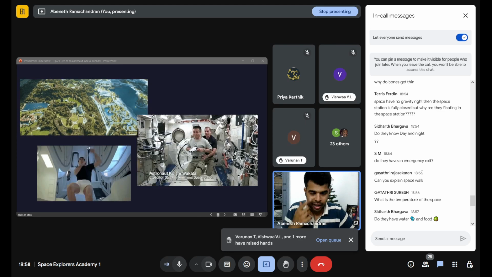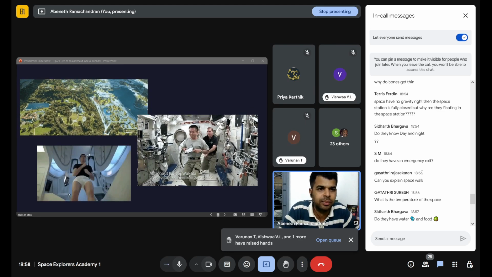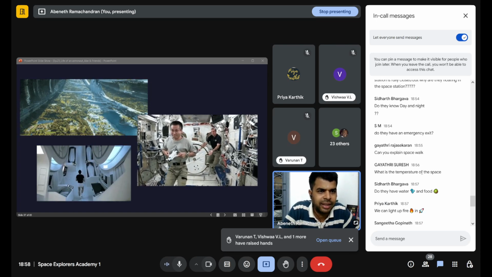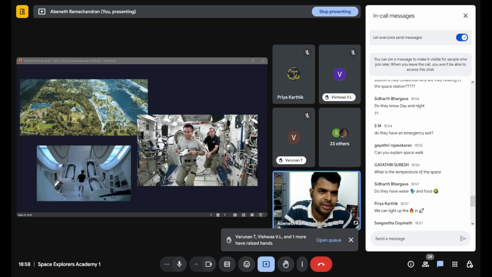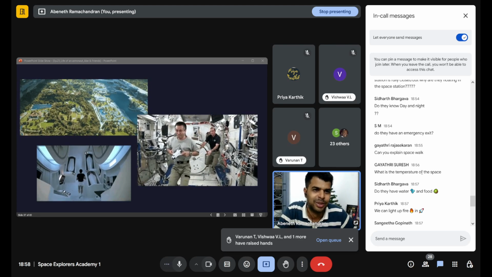Do they know day and night? Yes, once every 45 minutes they will know day and night. Do they have an emergency exit? There is no emergency exit for them unless someone from the ground station tells them to come down.